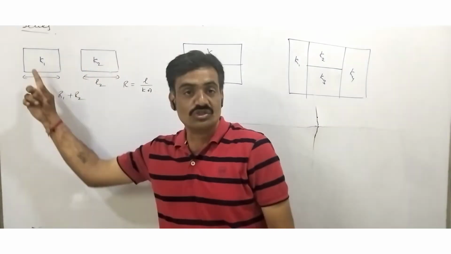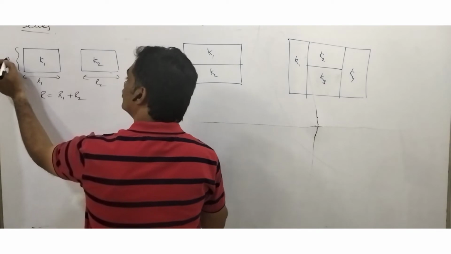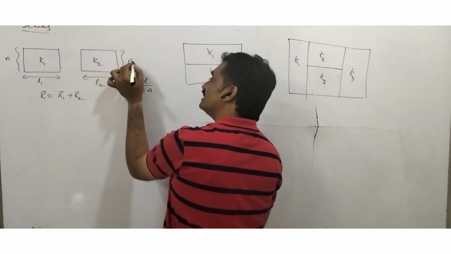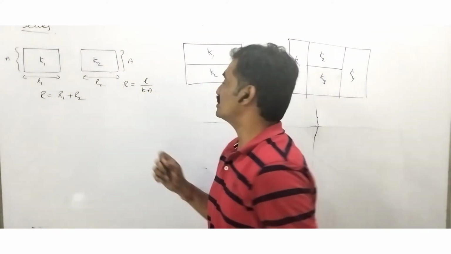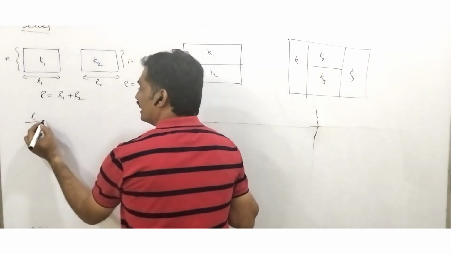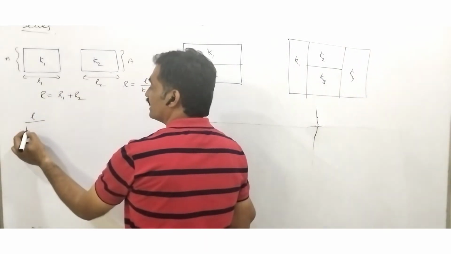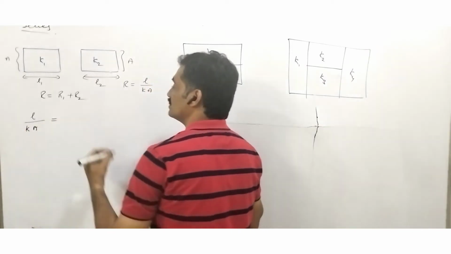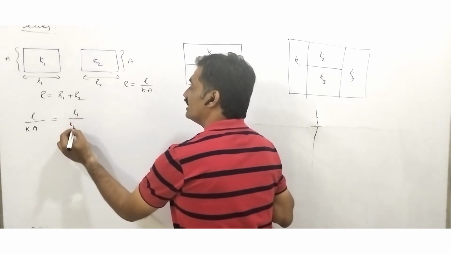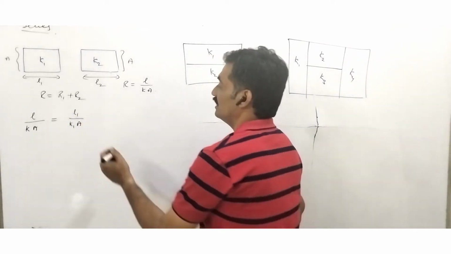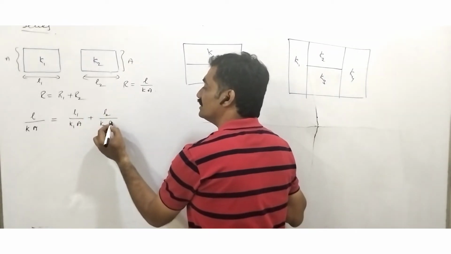After that we have connected these two conductors in series. Based on that, we can represent that the area of this conductor as well as the area of this conductor is the same. So now when we substitute the value of R in this equation, observe that L, which is nothing but the sum of these two lengths, L by K into A is equal to R1, which is L1 by K1 into A, plus L2 by K2 into A.